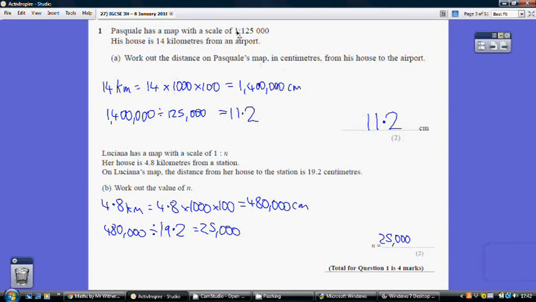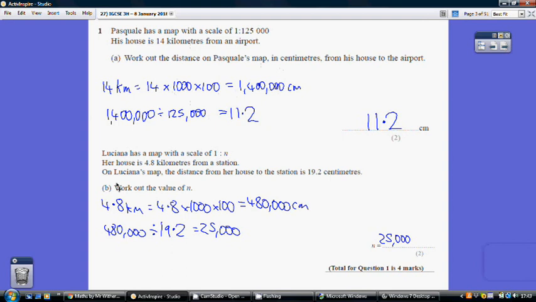Now we're then told that the scale is 1 to 125,000. So something which is 125,000 in real life is 1 on the map. So to turn this real life number of centimeters into the number of centimeters on the map, we've got to divide by 125,000, giving us 11.2 centimeters.